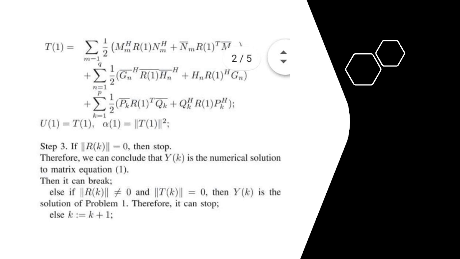Now coming to step 3. If modulus R of k equals 0, then stop. Therefore, you can conclude that y of k is a numerical solution to matrix equation 1, and it can break. Else if modulus r of k is not equal to 0 and modulus t of k equals 0, then y of k is the solution of problem 1. Therefore, it can stop, else k equals k plus 1.